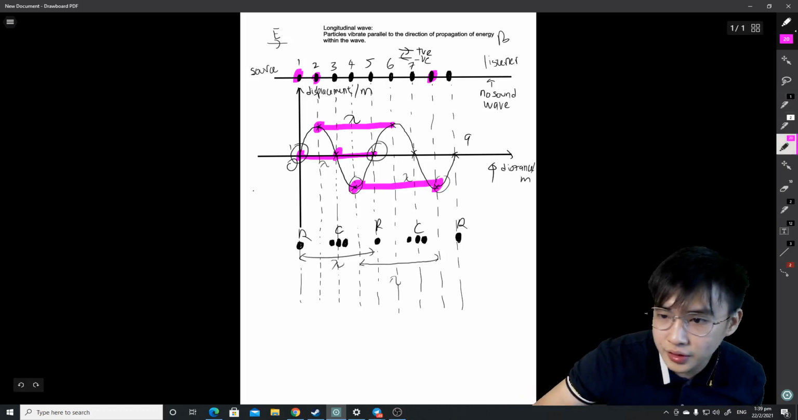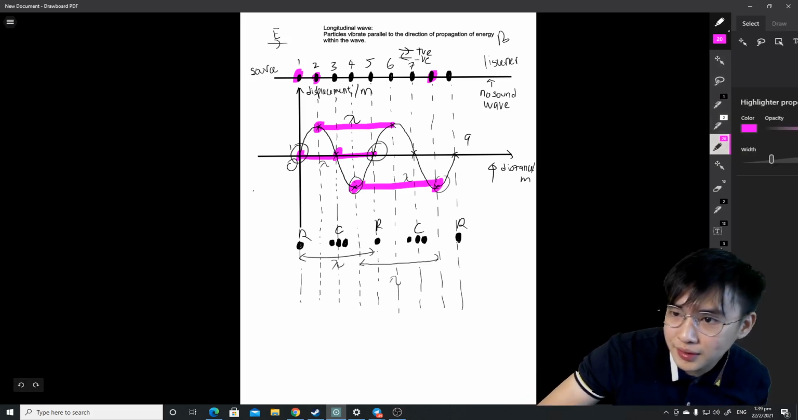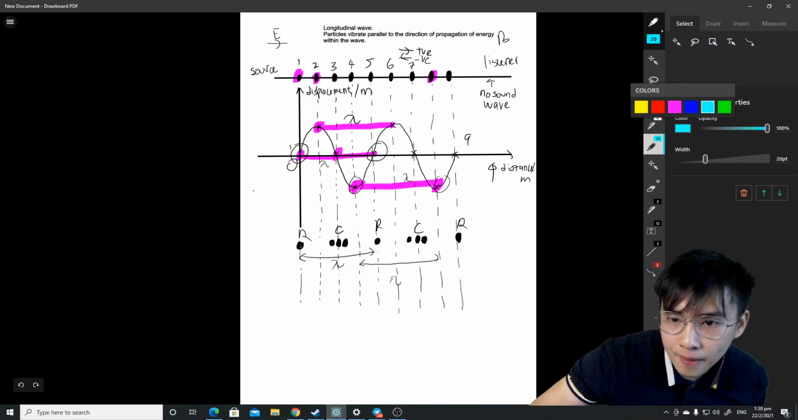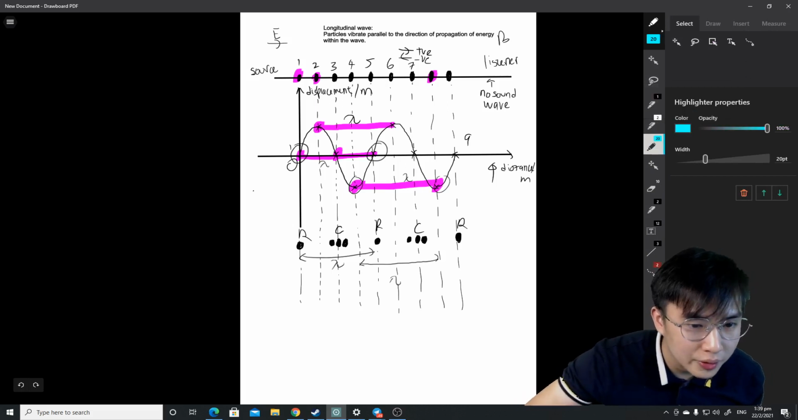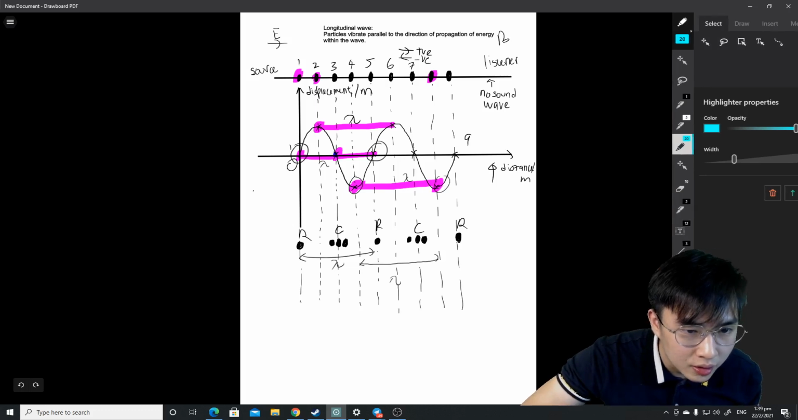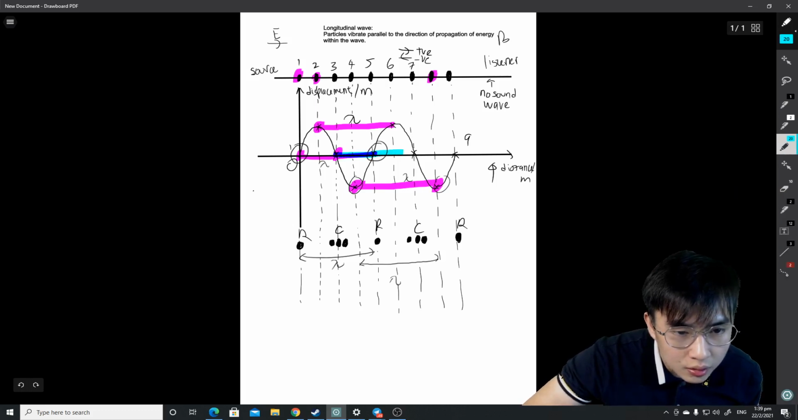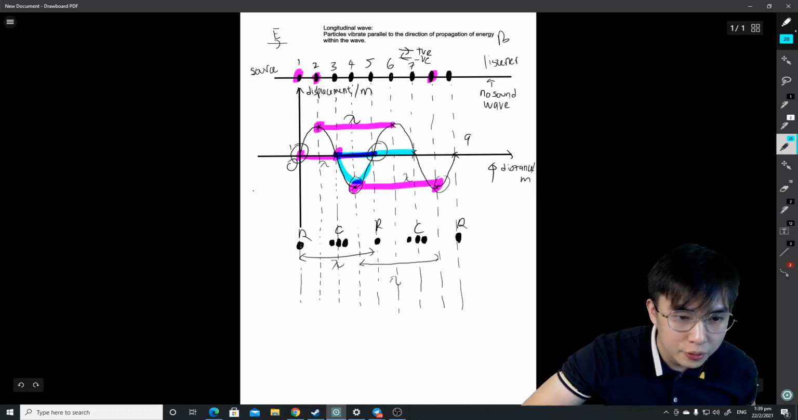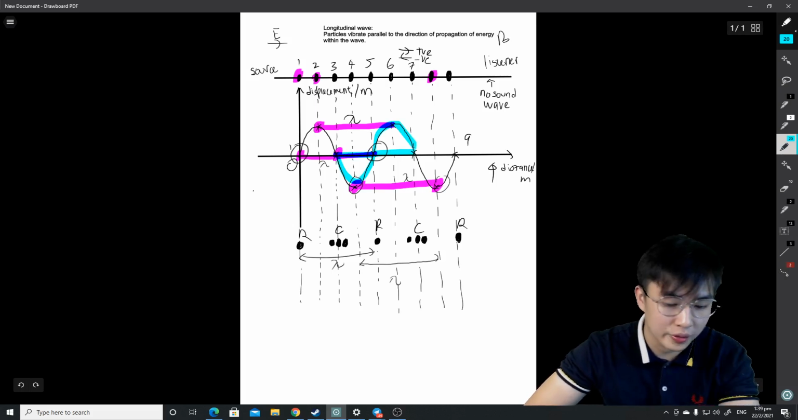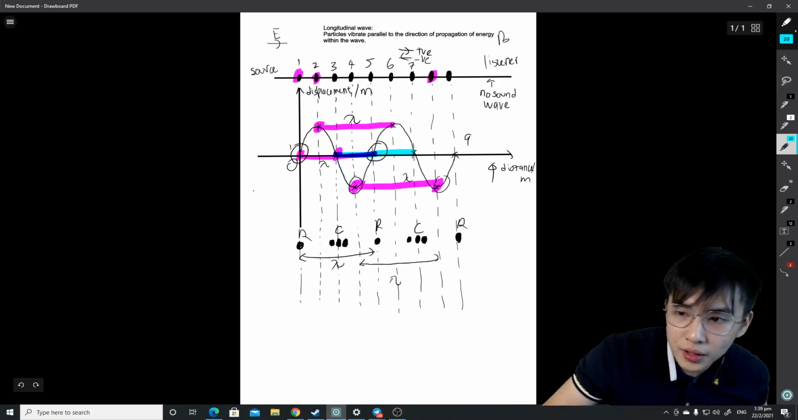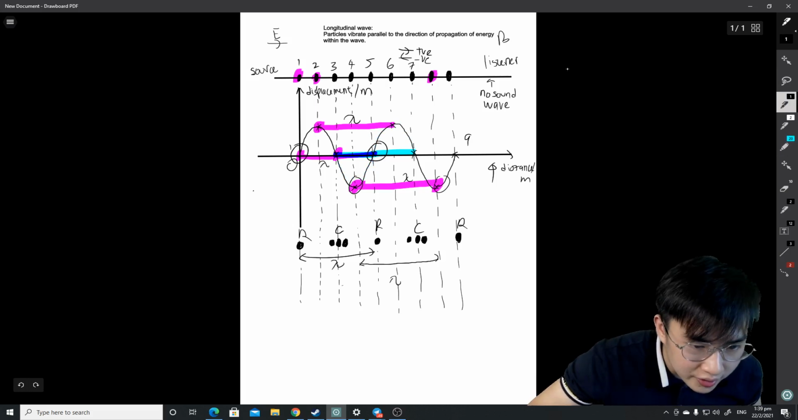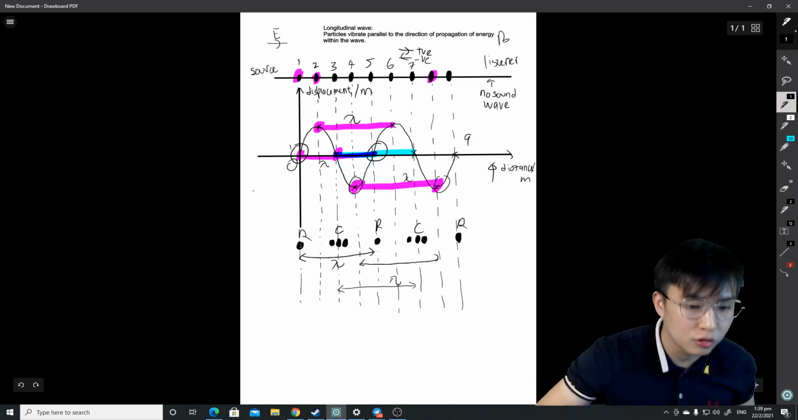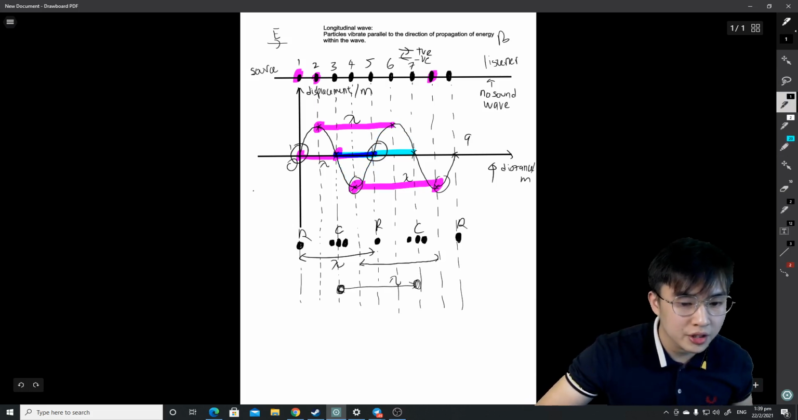I want to show you all this. I'll highlight in blue because it's getting a bit messy. But this is also one wavelength, right? This is also one wavelength. Like that, because can you see I'm doing an upside down sine curve? That's one wavelength. For one wavelength, it is actually the distance from compression to compression again.